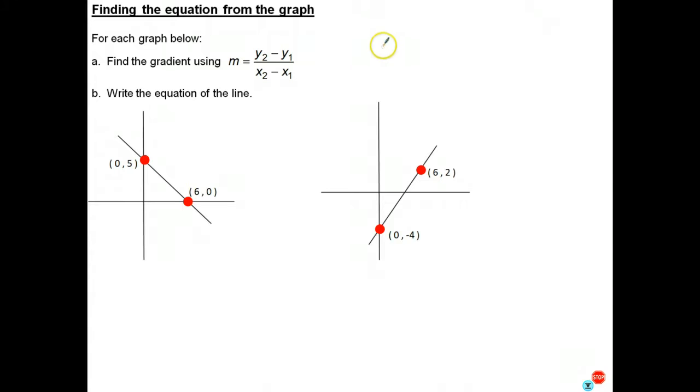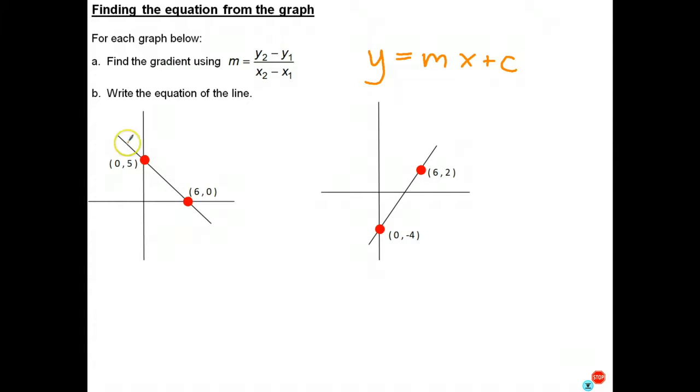Just a quick reminder before we start on these questions. I'll go back to my writing tool again. The equation of a linear function has that form. So y and x, or x and y, are the coordinates of points on the line. So for example, for this point, x is 0, y is 5. For this point, x is 6, y is 0. M is the gradient of the line, so how steep it is, and C is where it crosses the y-axis.